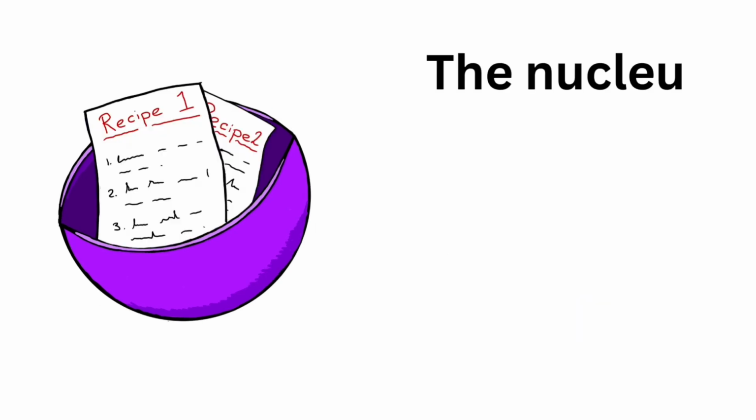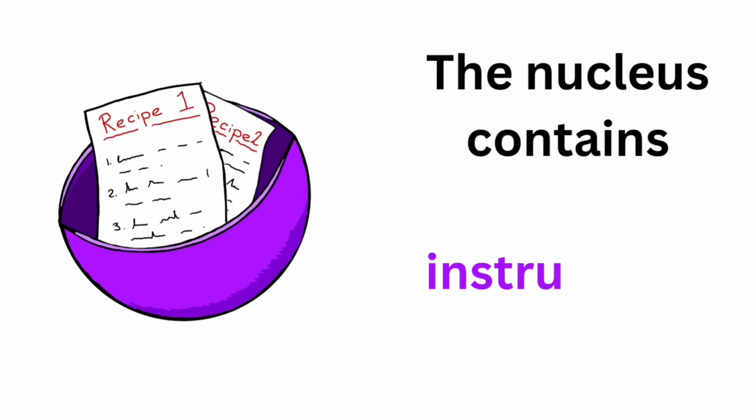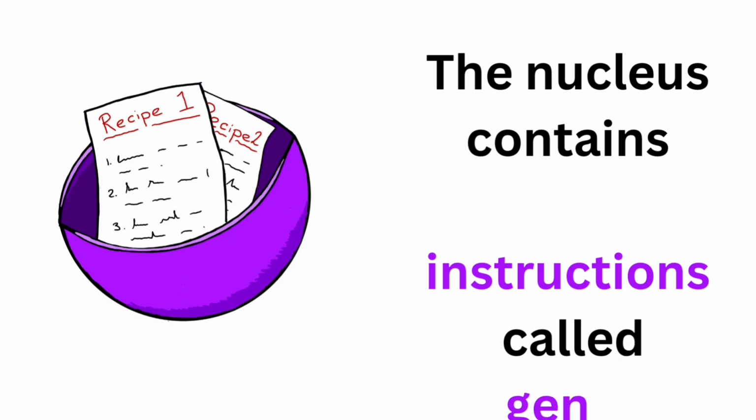The genetic material is really just a set of instructions that the cell follows. So we call those instructions genes. So the nucleus contains lots of genes.